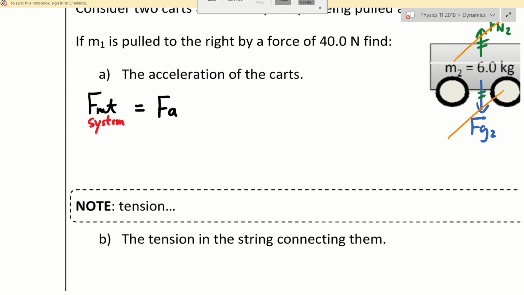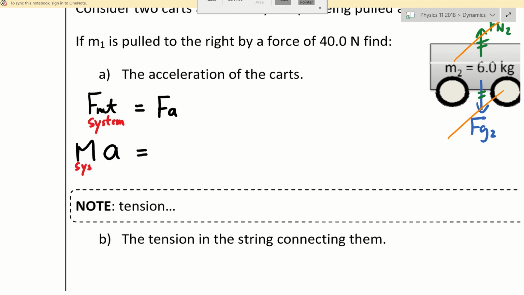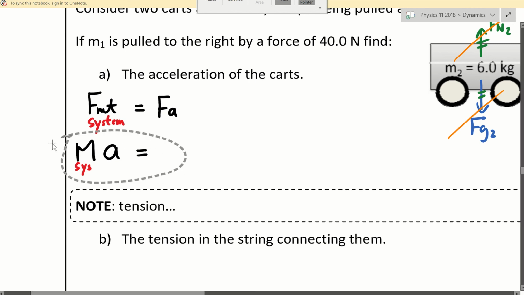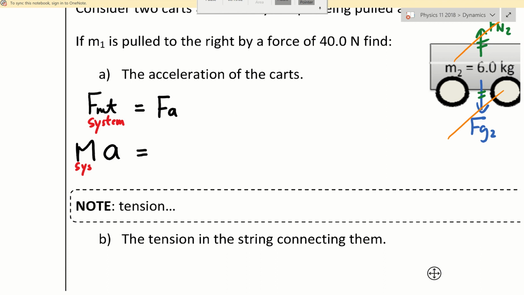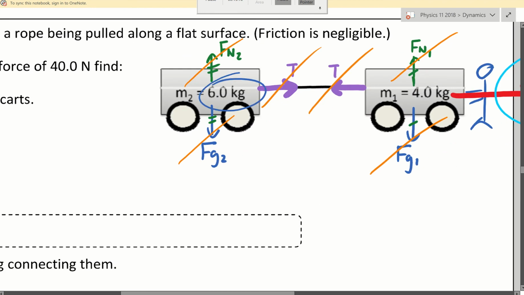So what does F net of the system equal to? Well, F net of the system equals ma, except it's the mass of the system instead of just the mass of one object. Okay? The mass of the system. So regular F net equals small ma, one object, right? System F net equals system ma, the mass of the entire system. Now, the applied force, of course, we can substitute right here already, is 40 Newton. What is the mass of the system? Well, this system has two objects, a 6 kilogram object and a 4 kilogram object.